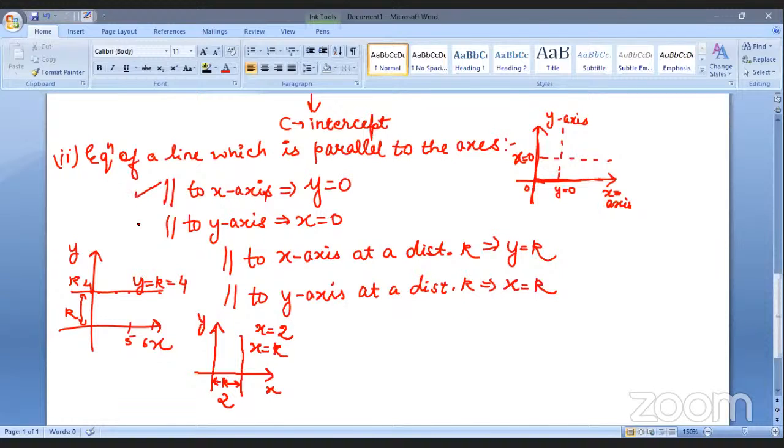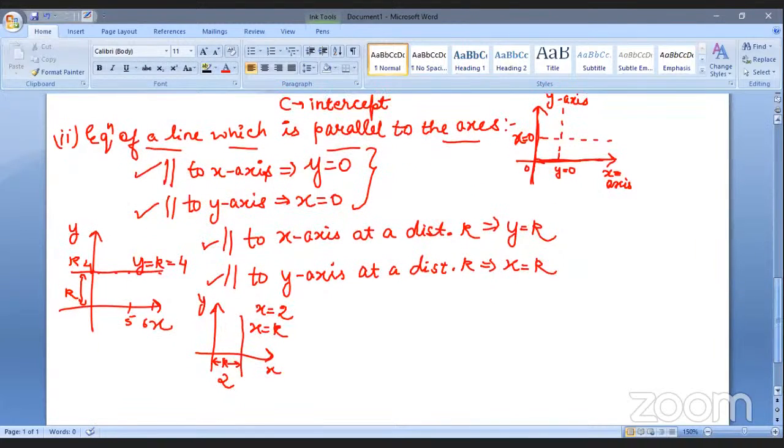So these are for the lines which are coinciding with the axes, and these are for the lines which are parallel but not coinciding. So this was about the equation of lines which are parallel to the axis. Now this parallel thing can be a distance apart or the coinciding case. All of you may write it, and you can draw these supporting diagrams as well if you want to understand.